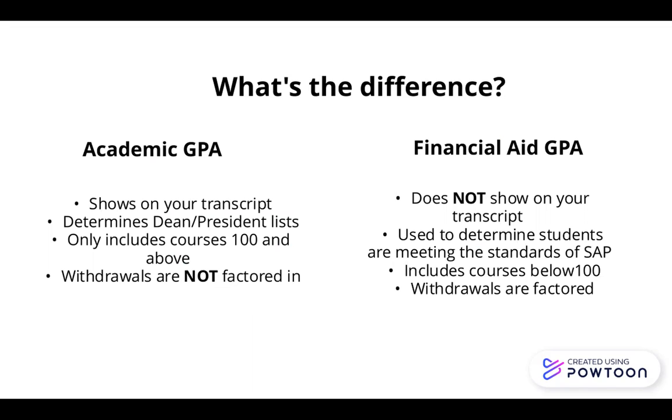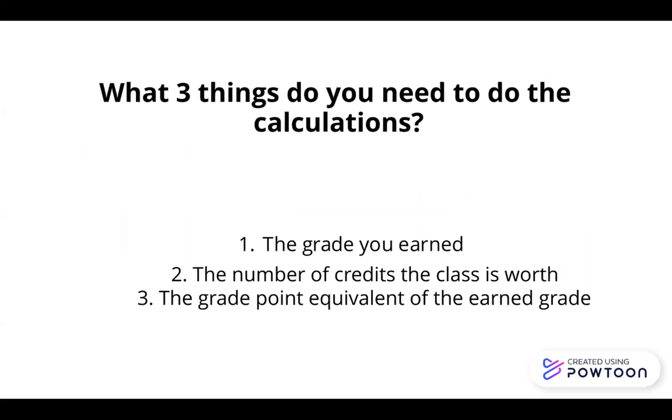With the financial aid GPA, it is not going to show on your transcript. This is used to determine if students are meeting the standards of academic progress. It does include courses that are below 100, and the withdrawals are factored in this GPA.